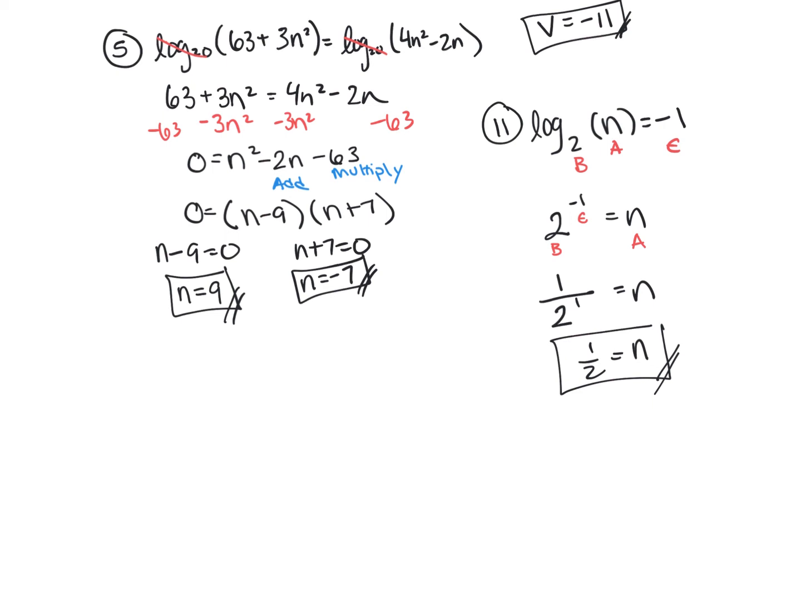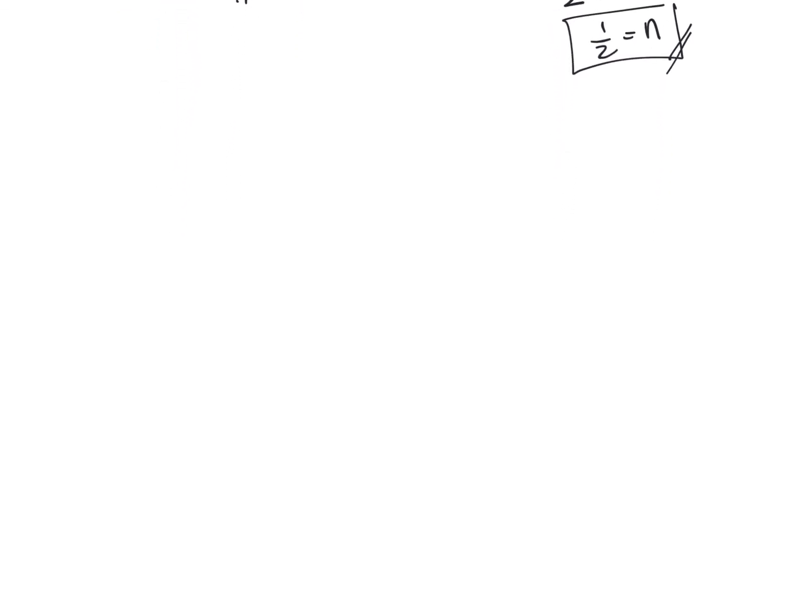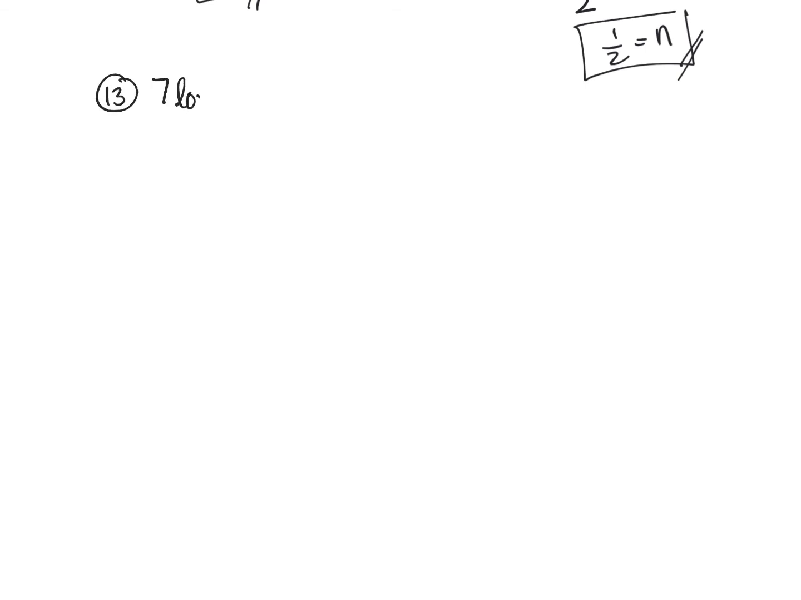Let's try 2 more problems. So let's try problem 13. We're going to have 7 log base 11 of x minus 3 is equal to 14. Again, we have a log equal to a number, so we should use our rearrangement. But before we can do our rearrangement, we have to get rid of everything outside of the log, mainly this 7. So I'm going to start by dividing both sides by 7.